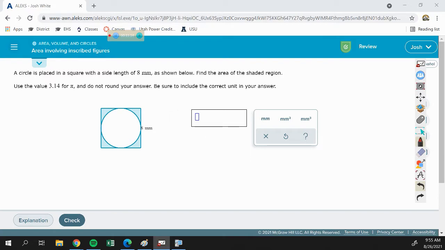How would you calculate that? It's a square. Good. We need to know that. How do you find the area of the square? 8 times 8, 64. And then the area of the circle? 3.14 times the radius, which in this case is 4, squared. And actually, this is exactly the same as the one we just did.